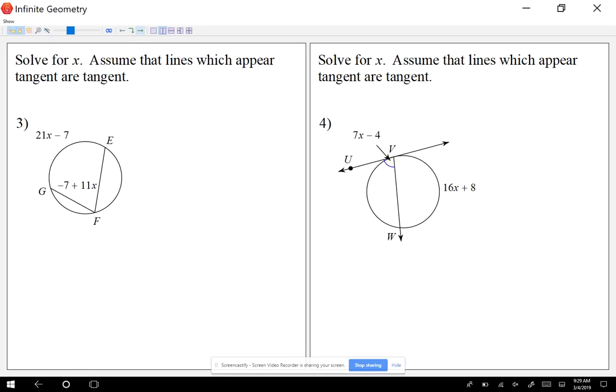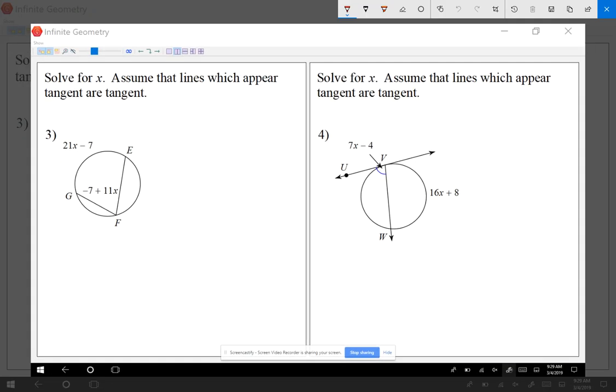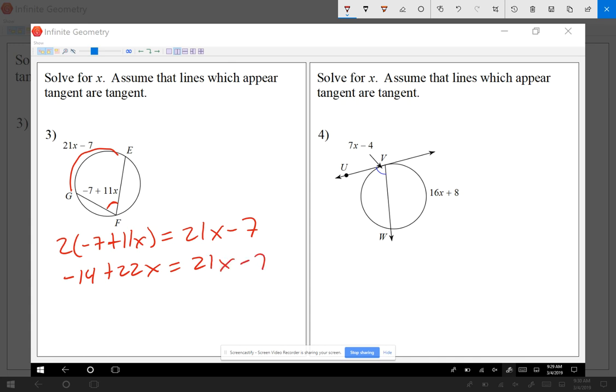Let's take a look at a couple more questions. Looking at this one. This is my angle. This is the arc that it makes. So 2 times the angle. So 2 times (-7 plus 11x) equals 21x minus 7. 2 times the angle is equal to the arc that it makes. Now, on the left side, let me get rid of parentheses. Let me multiply the 2 to the inside. So I'm going to have -14 plus 22x equals 21x minus 7. Right. The rest is just algebra.